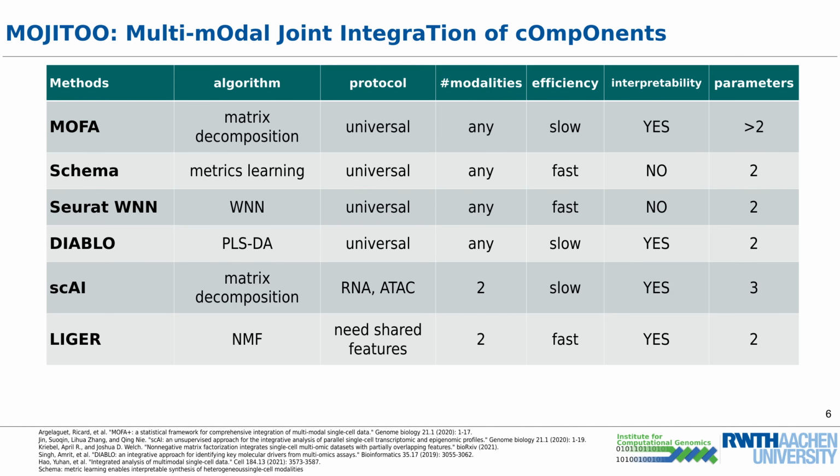So here I list 6 methods for integration. MOFA uses matrix decomposition, and Schema uses metric learning. While WNN creates a weighted nearest neighbor network. DIABLO uses partial least squares discriminant analysis. SCA also uses matrix decomposition, while LIGER uses non-negative matrix factorization.